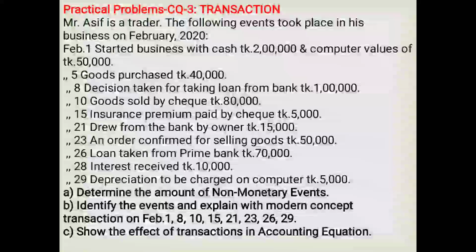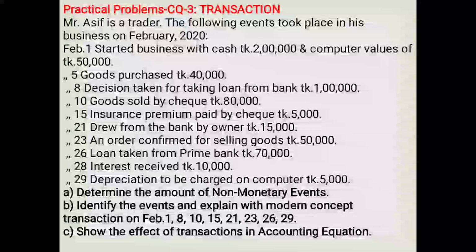February 10, goods sold by check. This is a transaction. February 15, insurance premium paid by check. This is a transaction. February 21, drew from the bank by owner. This is a transaction. February 23, an order confirmed for selling goods. This is not a transaction. February 26, loan taken from Prime Bank. This is a transaction. February 28, interest received. This is a transaction. February 29, depreciation to be charged on computer.